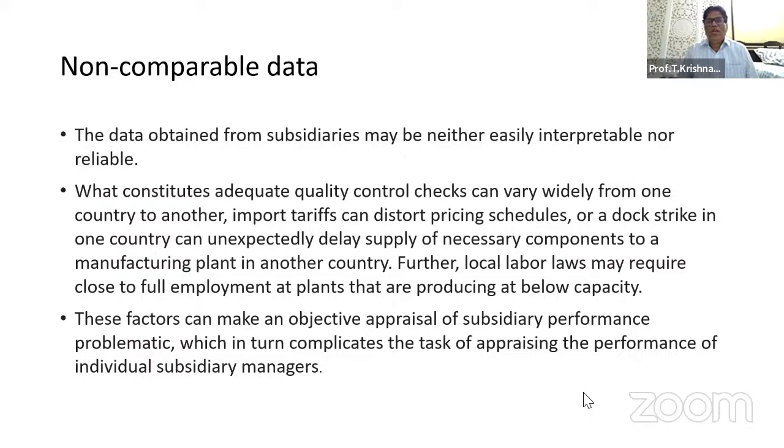Further, local labor laws may require close to full employment at plants that are producing at below capacity. All these factors can make an objective appraisal of subsidiary performance problematic, which in turn complicates the task of appraising the performance of individual subsidiary managers.